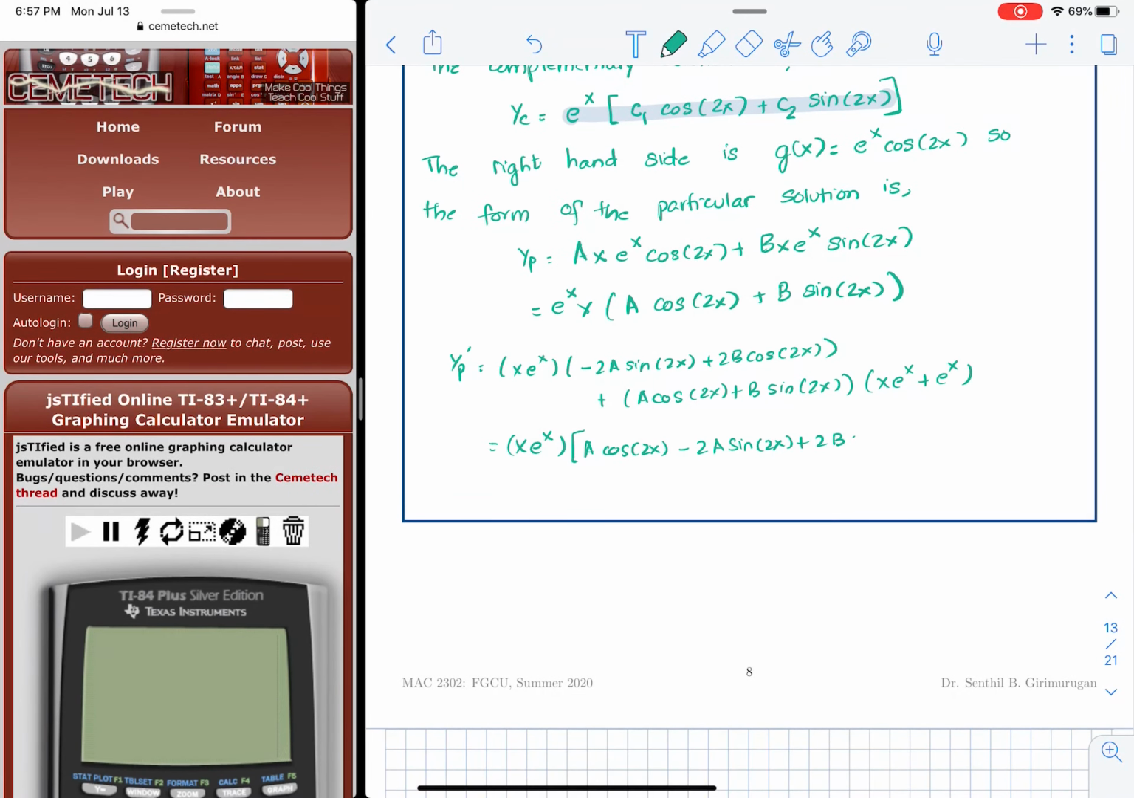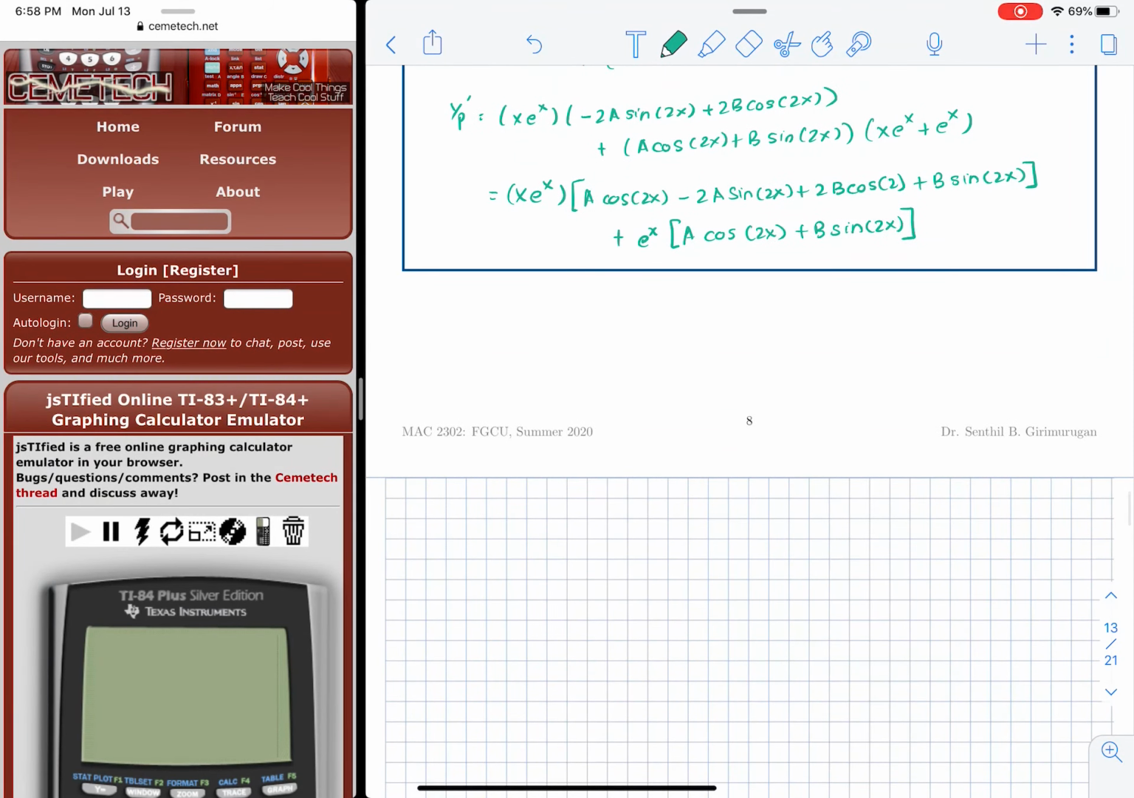Plus 2b cosine 2x plus b sine 2x plus e raised x a cosine 2x plus b sine 2x. Now we have to find the second derivative.